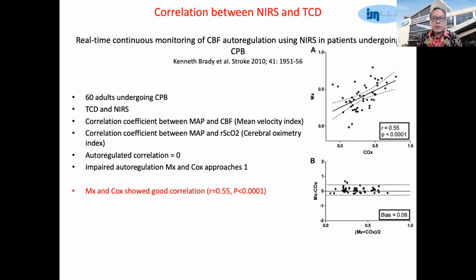So how does near-infrared spectroscopy perform compared to the transcranial Doppler? Brady in 2010 compared transcranial Doppler with near-infrared spectroscopy. They used the mean velocity index for the transcranial Doppler and the cerebral oximetry index for the near-infrared spectroscopy. He found that there was a good correlation between the mean velocity index and the cerebral oximetry index.